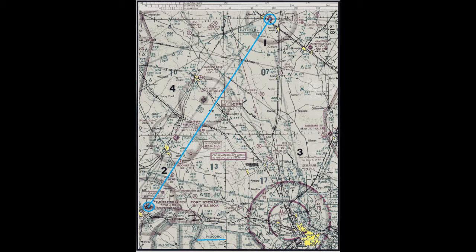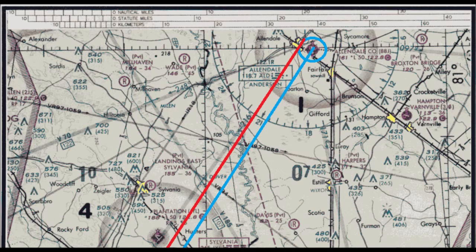Using your plotter and a highlighter, draw a line between the two airports. I have used a blue line. We could use the plotter to determine the true course and then adjust for the magnetic variation. But we can use a shortcut. Notice there's a VOR about a mile from the Allendale Airport.